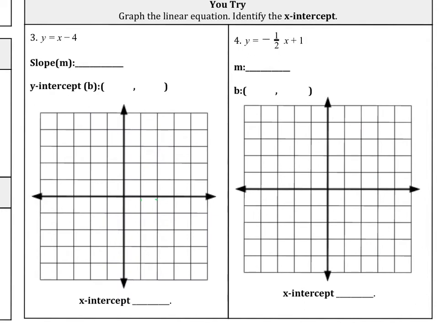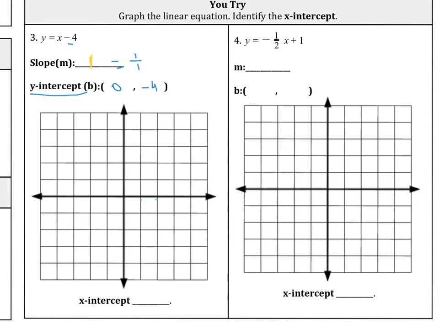Let's just do problem number 3 and 4 for the U-try problems. The slope of number 3 is 1 because there is no number in front of x, so it means it's 1. Or you can write it in the form of 1 over 1. Whereas the y-intercept is negative 4, so it's going to be 0 comma negative 4.